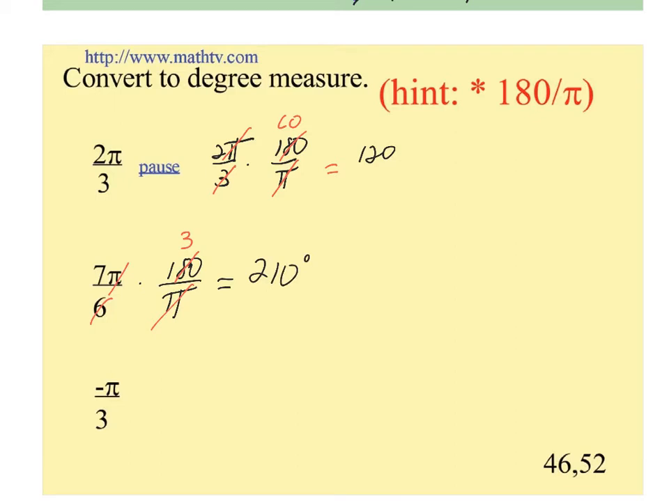Last one, negative degree going in the clockwise direction. Process remains the same. 180 over pi, cancel. Pi divided by pi is 1. 180 divided by 3 is going to give you 60. Seeing what's left, a negative and a 60 is in fact my answer.